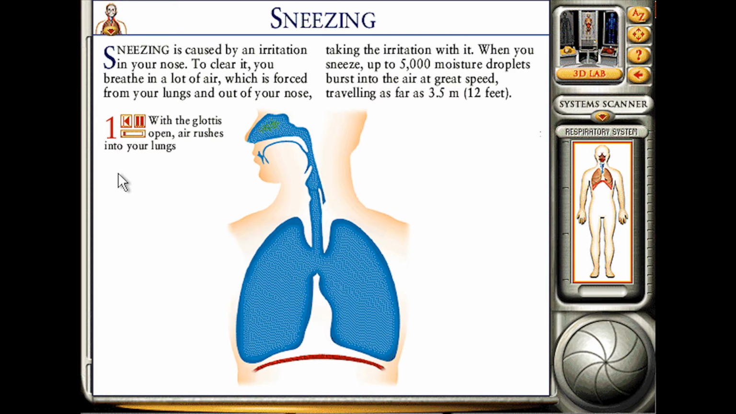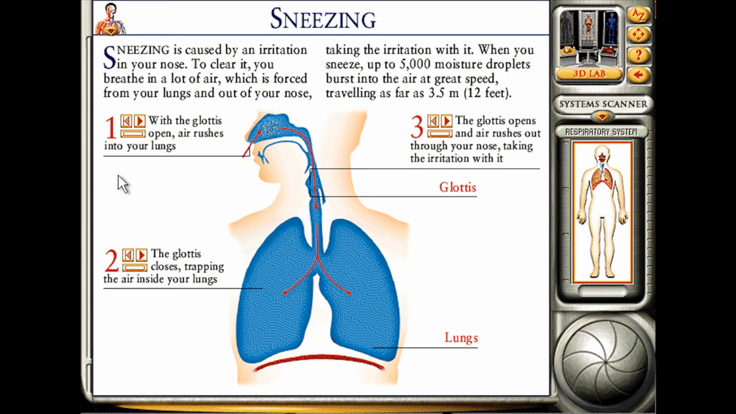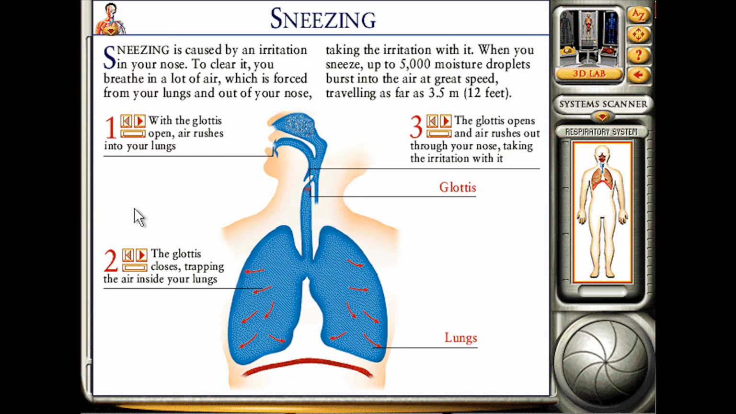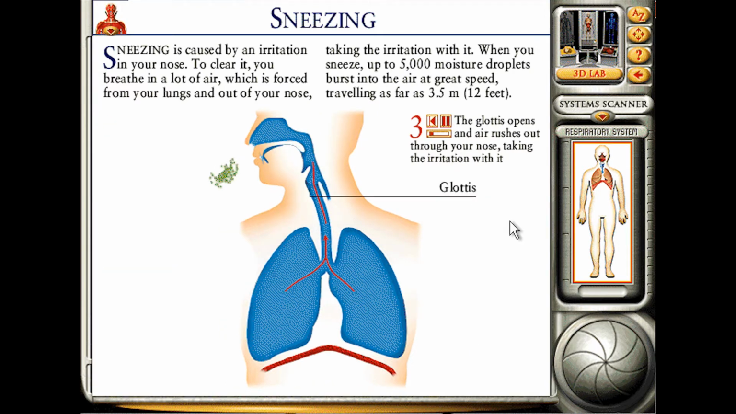Sensitive skin in your nose is stimulated by an irritation. This triggers a deep inspiration of air, which passes through the open glottis and into your lungs. The glottis closes, trapping air in your lungs, causing a build-up of pressure. The glottis opens suddenly and air rushes out of your lungs. Your tongue blocks the back of your mouth, so the air is routed through your nose, clearing the irritation.